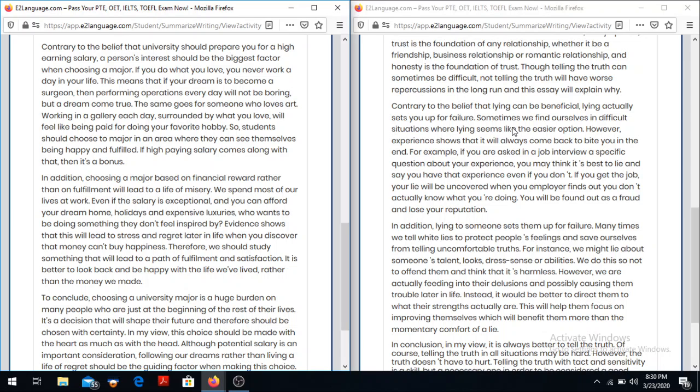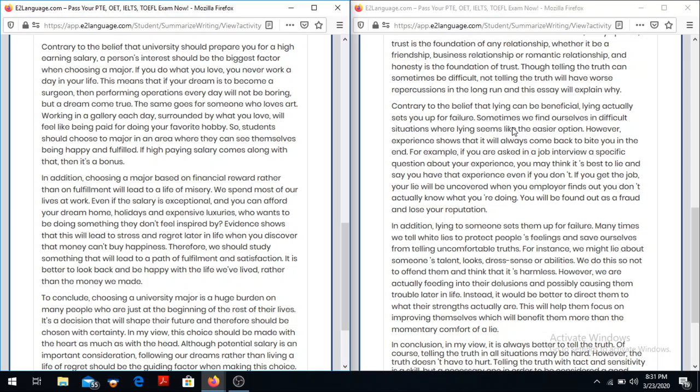So in addition, lying to someone sets them up for failure. Many times we tell white lies to protect people's feelings and save ourselves from telling an uncomfortable truth. For instance, we might lie about someone's talent, looks, dress sense, or abilities. We do this so as not to offend them and think that it's harmless.